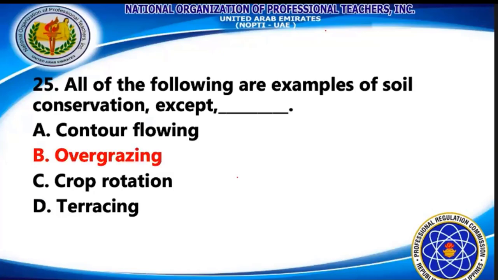When we say overgrazing, grass, the grass including the roots are eaten by the animals feeding on the grass. Kaya, so when there are no more roots to hold the soil, then the soil becomes prone to erosion. Kaya, overgrazing is not an example of soil conservation.